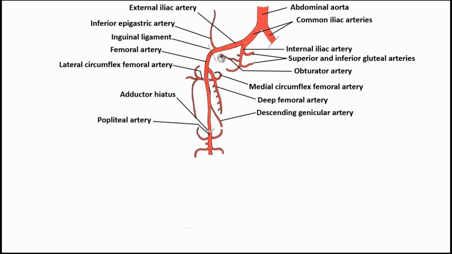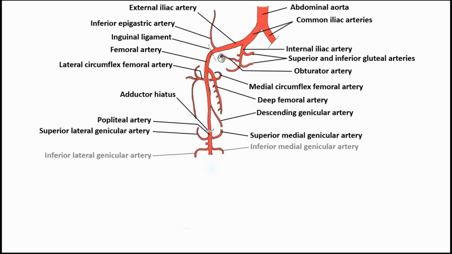Now in this area, it's going to give off several branches, and sometimes the names can be a little overwhelming, but what you want to remember about these genicular arteries wrapping around the knee is that we've got one for each quadrant. So there's a superior medial genicular, a superior lateral, an inferior lateral, and inferior medial genicular artery.